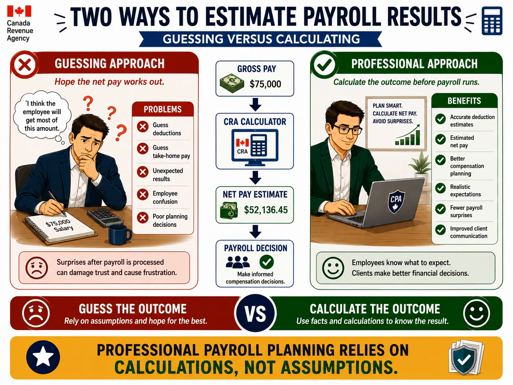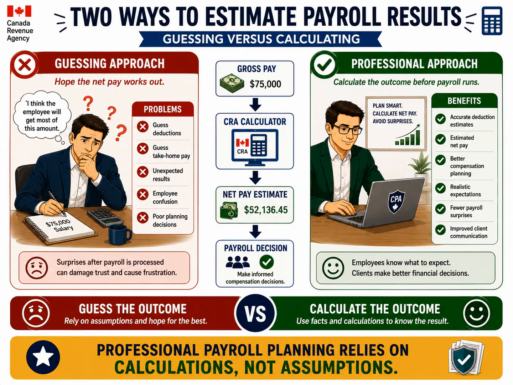Notice the benefits listed on the right side. Deduction estimates become more accurate. Expected net pay is visible before payroll runs. Compensation planning improves. Expectations become realistic. Payroll surprises are reduced. And communication with clients becomes much easier.